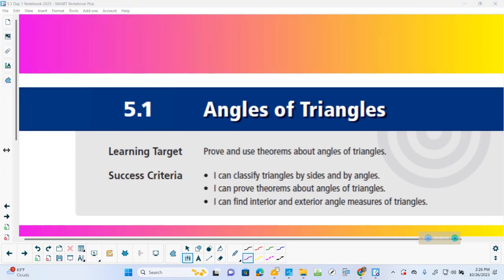Today there's just a lot of introductory vocabulary we're going to use. It's all about triangles. We are going to classify triangles. Is it isosceles, scalene, equilateral, right, acute, obtuse? A lot of vocabulary words.